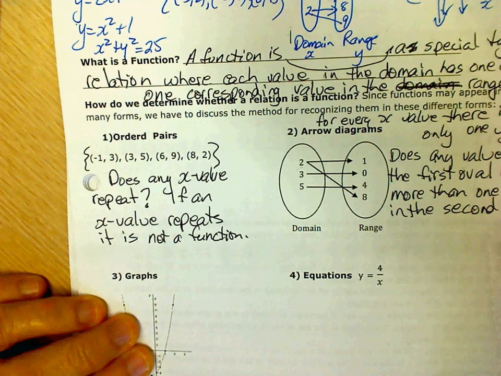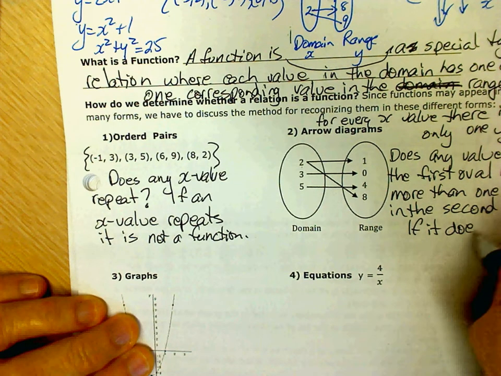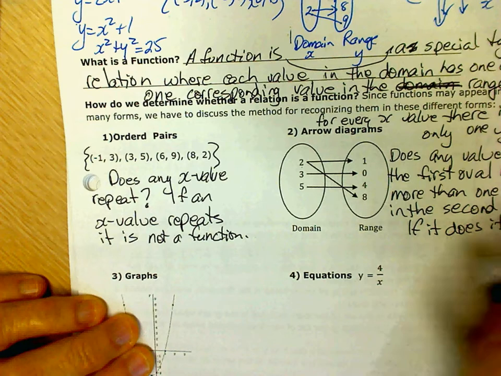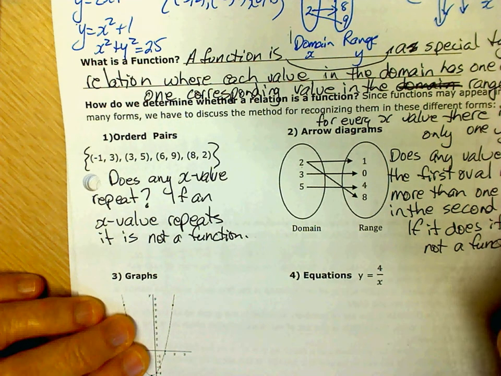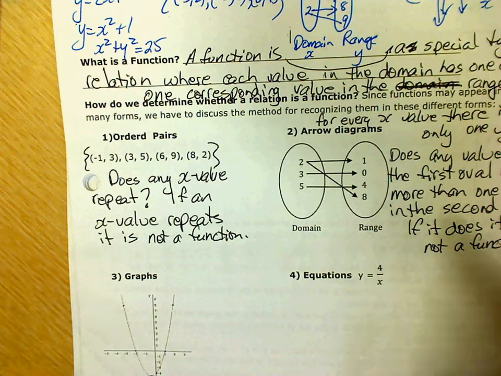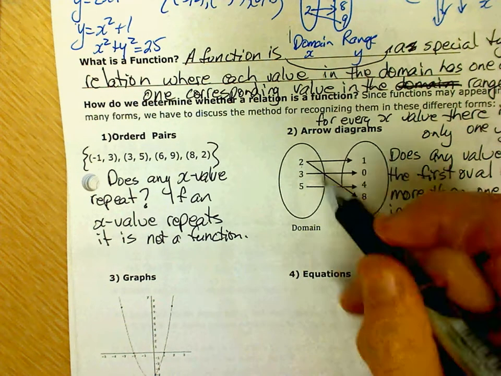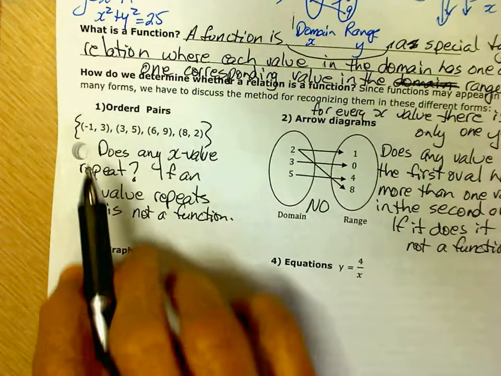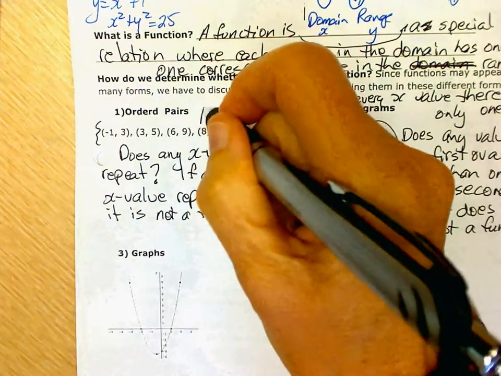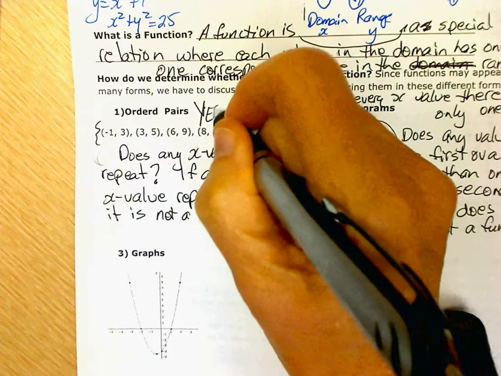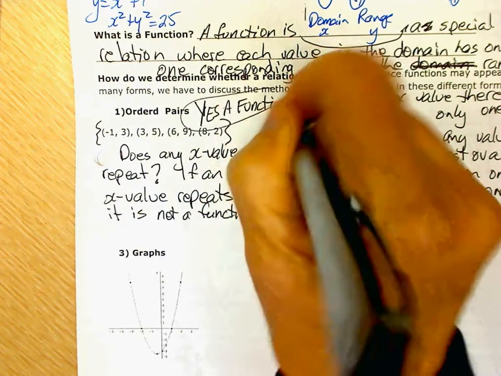If it does, it's not a function. If it does, it is not a function. So tell me, is this a function? No. We have two y values for one x value. Is this one a function? Right? X never repeats, so yes, a function. That one's a function, that one's not a function.